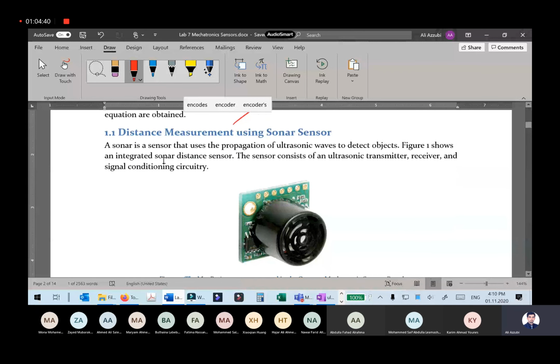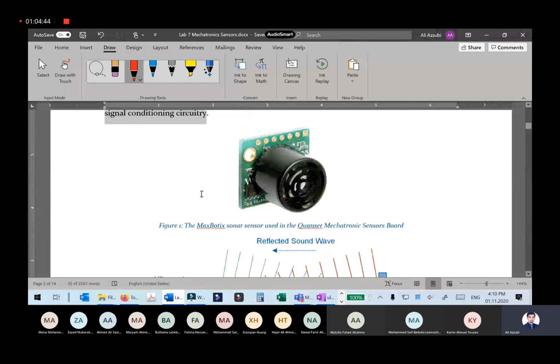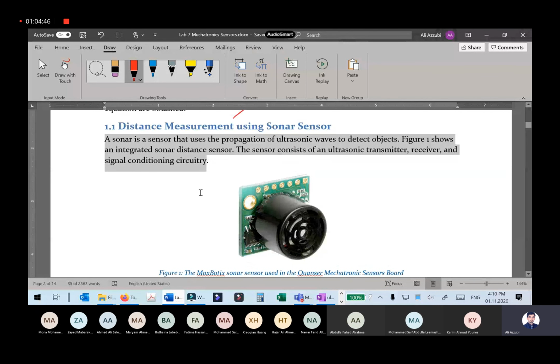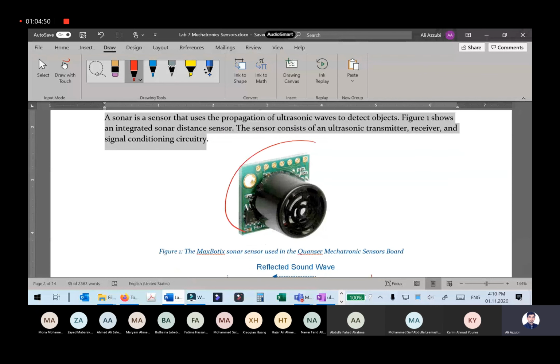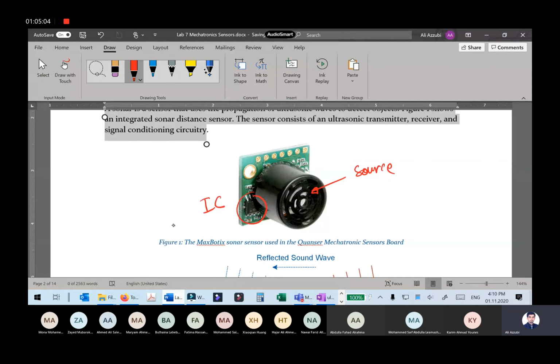Okay, so today we'll focus on a sonar sensor. Okay, so what is sonar? Sonar is a very, very simple sensor. Here I can see a type of circuit. Okay, actually this is a sonar. This is the source. And here I can see this is an integrated circuit that does all the conditioning.